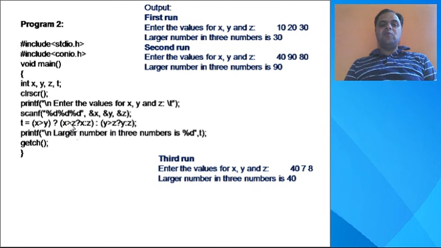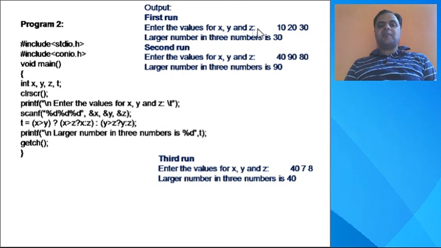So here I have used a nested conditional operator, nested ternary operator. It means ternary operator inside ternary operator. Here I have used another ternary operator, and here I have again used a ternary operator. So let's take an example and discuss how this program will be executed.